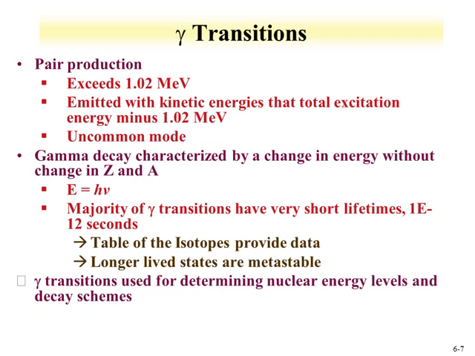Generally speaking, gamma decay is characterized by a change in energy without a change in the Z or the A. These gamma transitions tend to have very short lifetimes, and we can see this on the table of the isotopes, where the half-lives of those transitions are generally on the order of picoseconds. Anything longer lived, anywhere from many microseconds to days, even years, can be metastable states. These gamma transitions in the table of the isotopes are used for determining nuclear energy levels and gamma decay schemes.